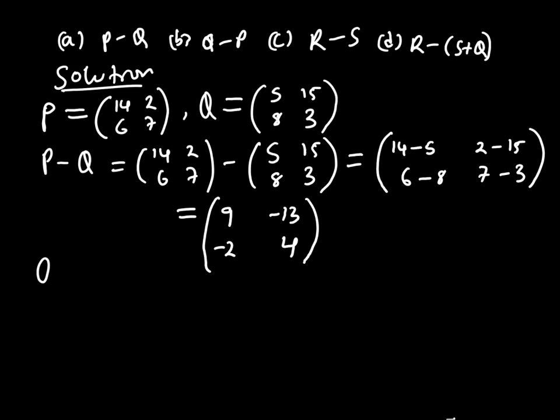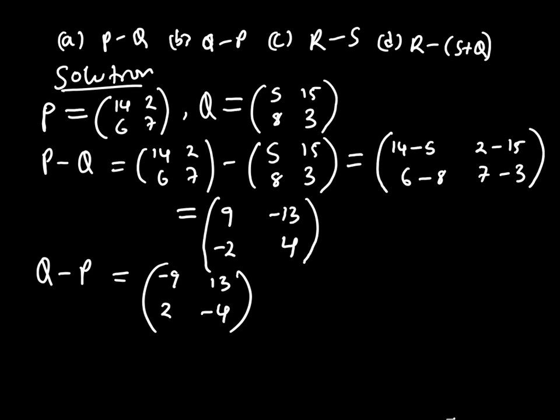What about Q minus P? Just the reverse of this. Now I want you to work out this. I'm sure this is going to be negative 9, 13, 2, and negative 4. That's now your task, because it is almost the same as this, but you just interchange which matrix comes first and which one comes second, that is it.